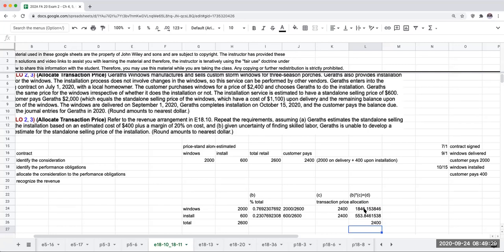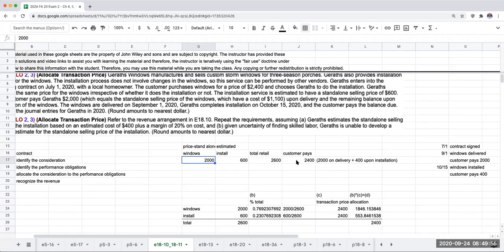I'm going to be allocating $1,800 to the Windows. So this total $2,400 price, I'm allocating $1,846 to the Windows, and I'm allocating $553 towards the installation. So again, because what I'm charging exceeds what the customer is paying, I need to do this allocation.